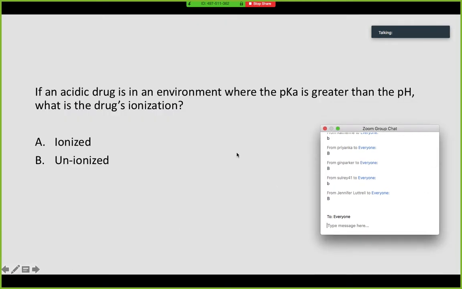Okay. So you have an acidic drug in an environment where the pKa is greater than the pH. What is the drug's ionization? Right, so it's going to be ionized because you have an acidic drug in an acidic environment. Or I'm sorry, if I said ionized, I meant unionized.